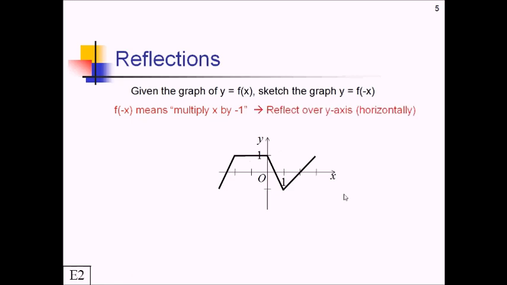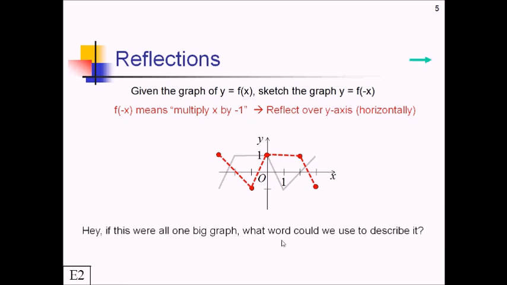That's a horizontal flip. So this point is going to move all the way over here. This point moves to 2 this way. This point on the y-axis stays right where it is. This point flips over here, and this point's going to flip back here. Connect the dots, and there's our reflection.